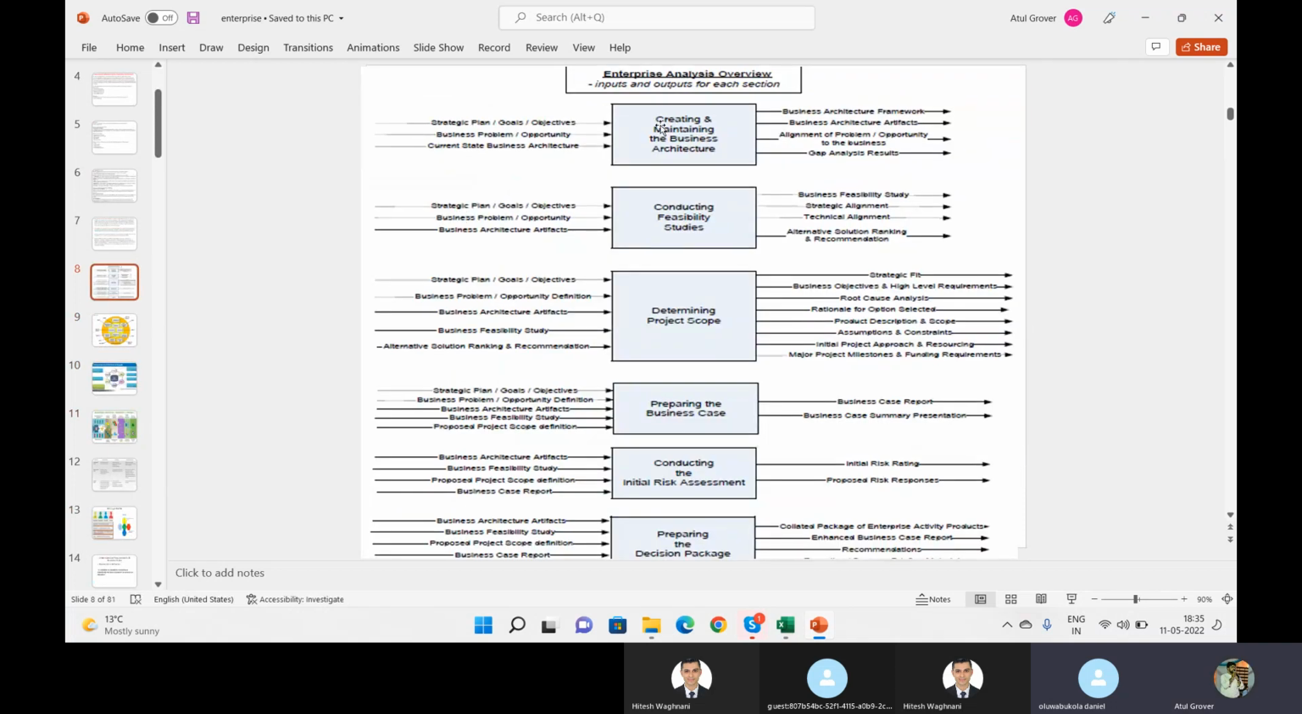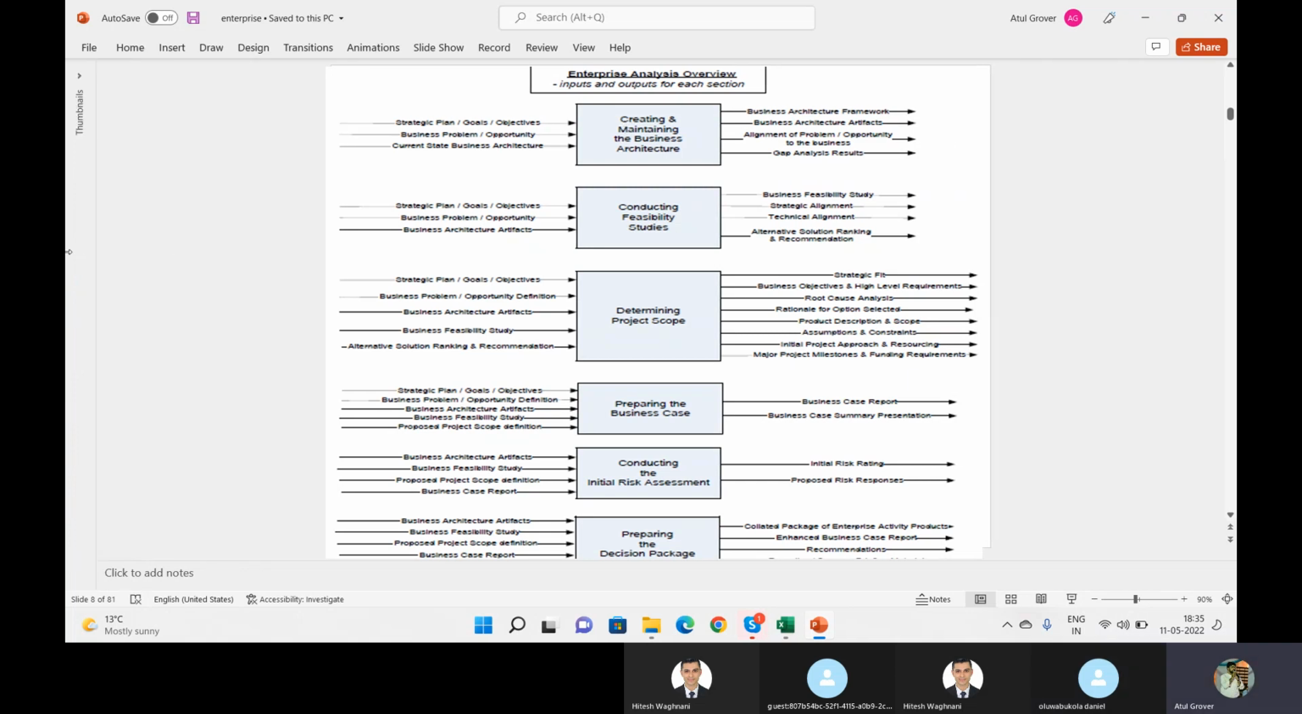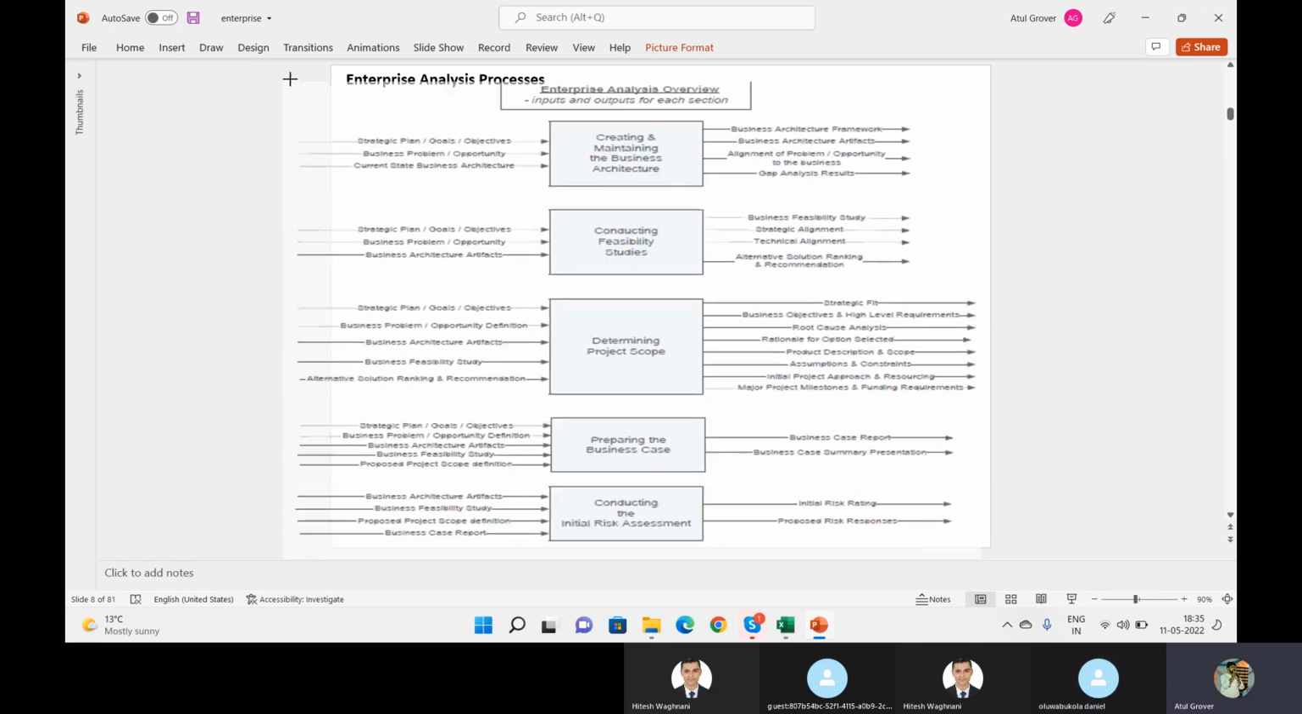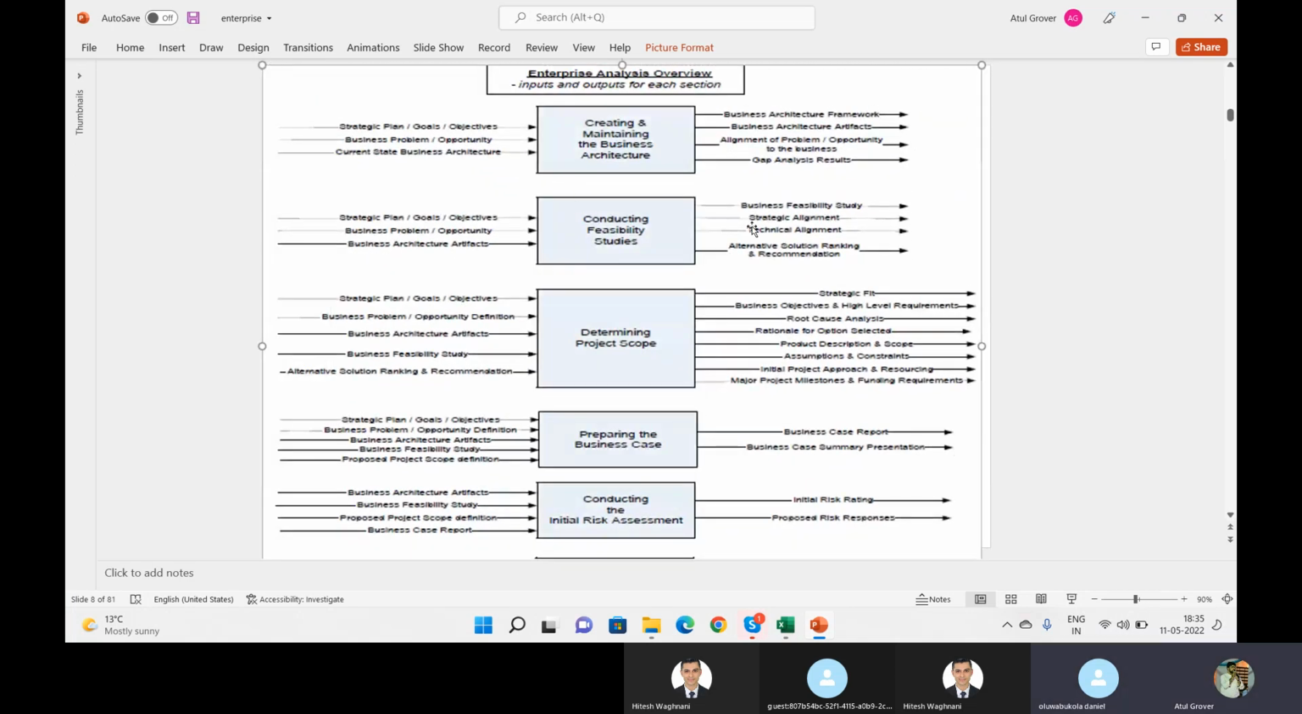So these are the 5 points which a business analyst needs to understand before he starts the work. That is called the enterprise analysis overview. This is required to be understood. I'm saying maybe you are directly involved in that, maybe you're not directly involved in that.